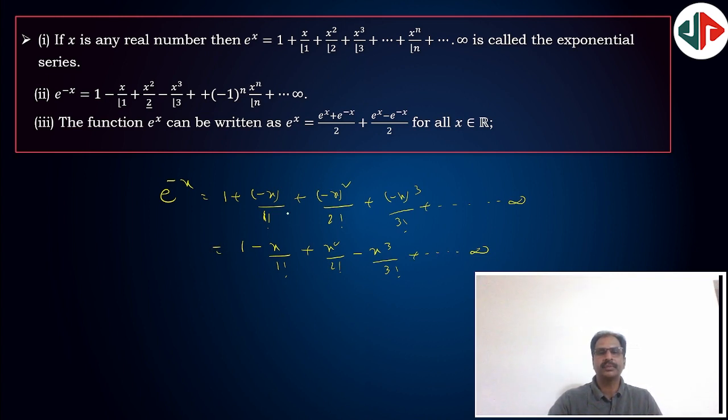And e power x can be written as e power x plus e power minus x by 2 plus e power x minus e power minus x by 2. When you add these two, after simplification, you get e power x. So what is the exponential series? If x is any real number, e power x is equal to 1 plus x by 1 factorial plus x square by 2 factorial, x cube by 3 factorial, and so on up to infinity. And in the e power minus x expansion, the sign alternately changes: 1 minus x by 1 factorial plus x square by 2 factorial minus x cube by 3 factorial and so on.